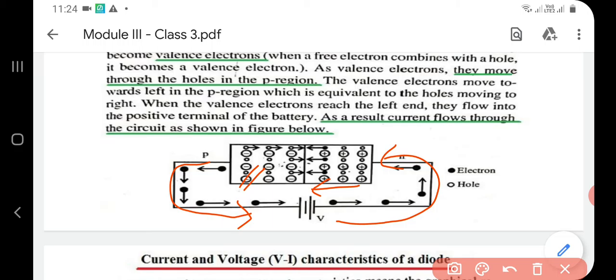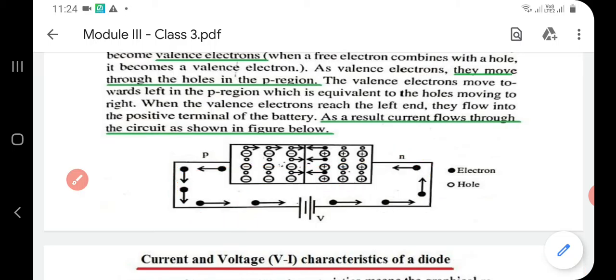Okay, this is how current flows in a forward bias PN junction. So an electron enters from the negative terminal of the battery, moves through the PN junction, and then enters into the positive terminal of the battery. So the electron flow will be like this. So this is the mechanism of current flow in a forward bias PN junction, and it is well described in this paragraph. You can go through it.